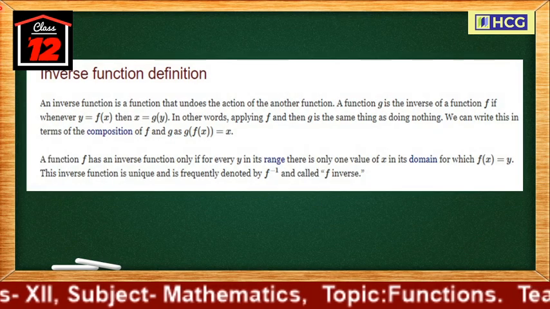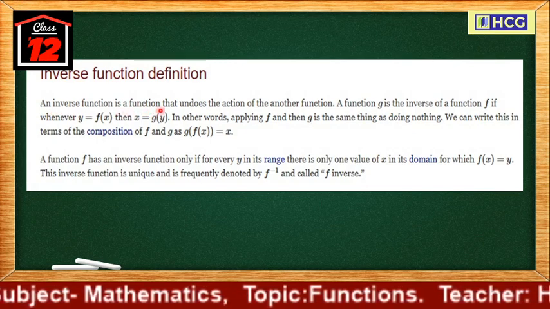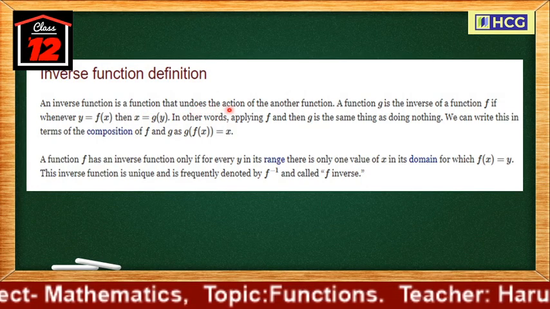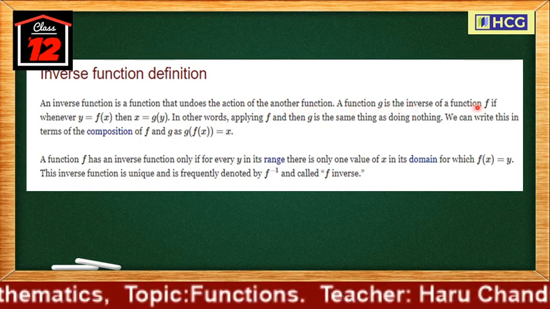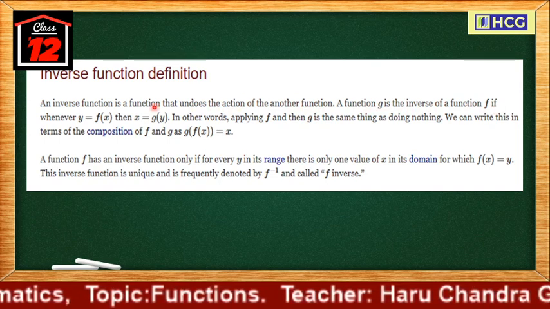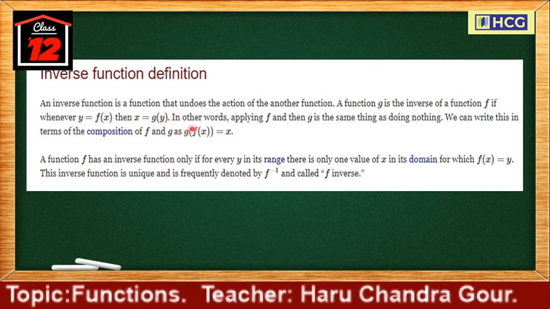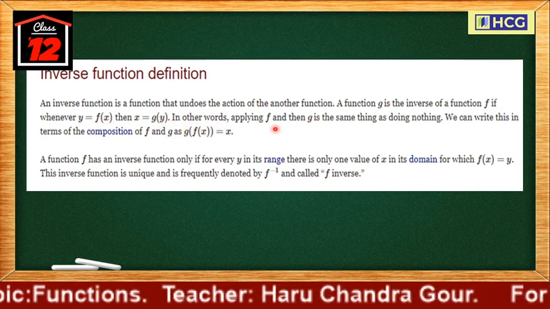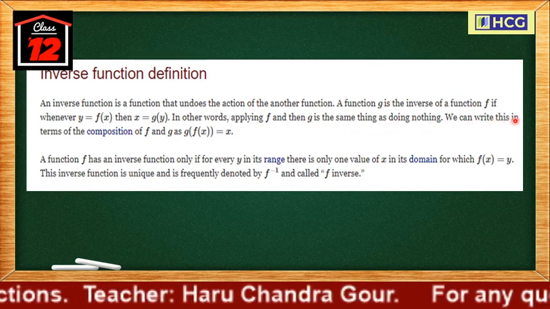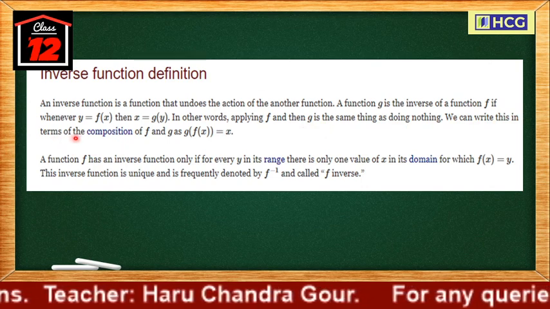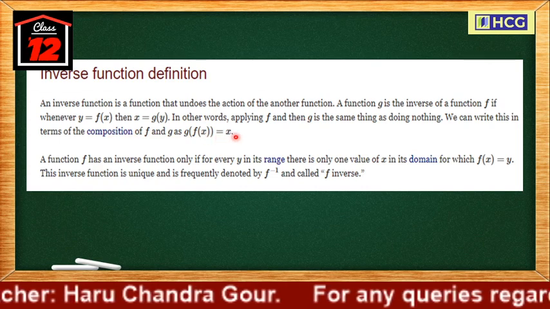Now inverse function. Now we define the inverse function. An inverse function is a function that undoes the action of another function. A function g is the inverse of a function f if whenever y equals f(x), then x equals g(y). In other words, applying f and then g is the same as doing nothing. We can write this in terms of composition of f and g as g(f(x)) equals x.